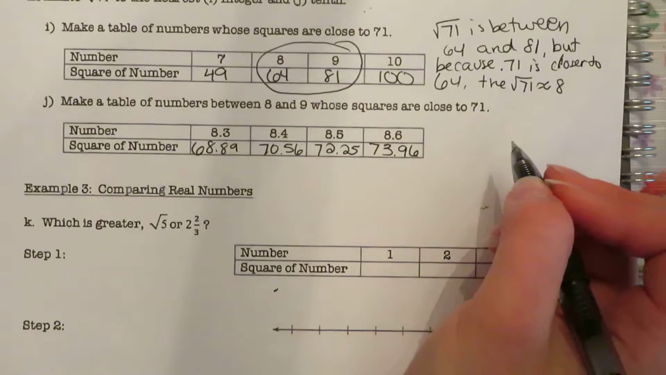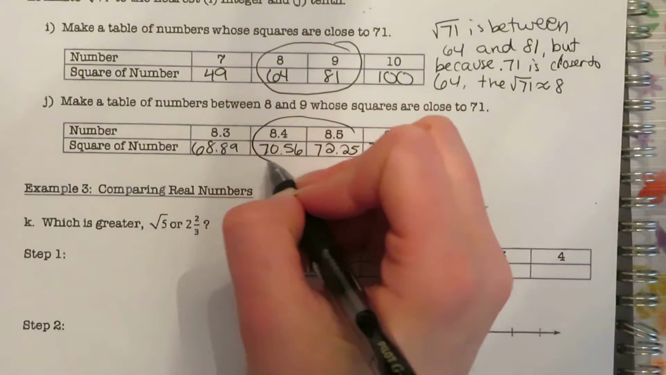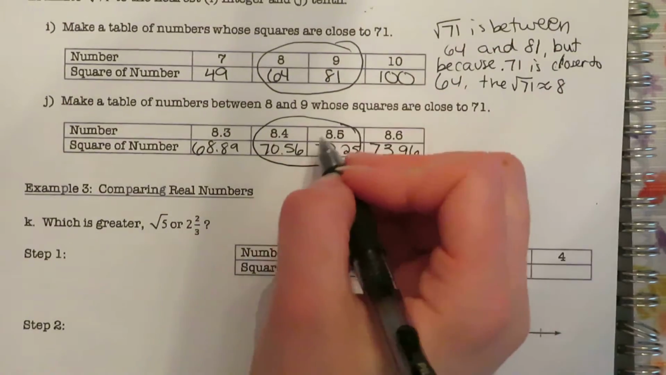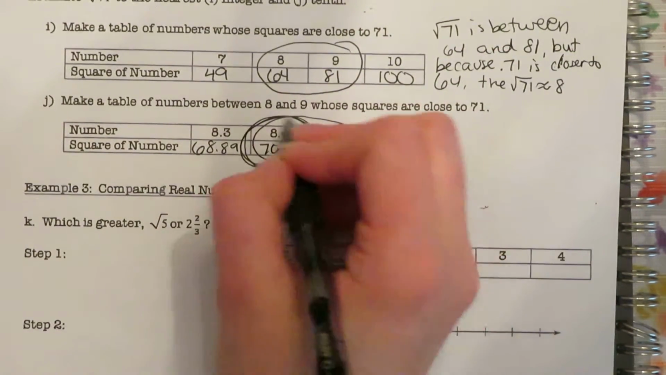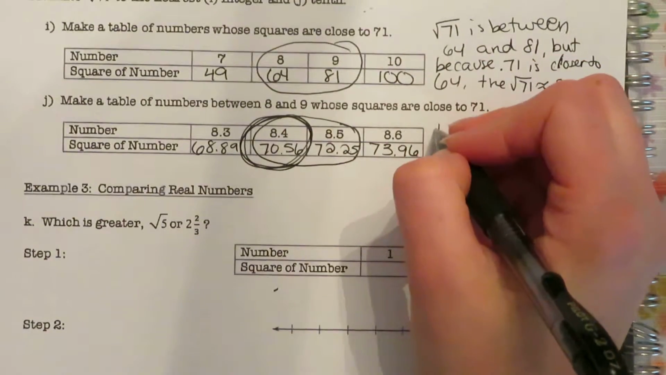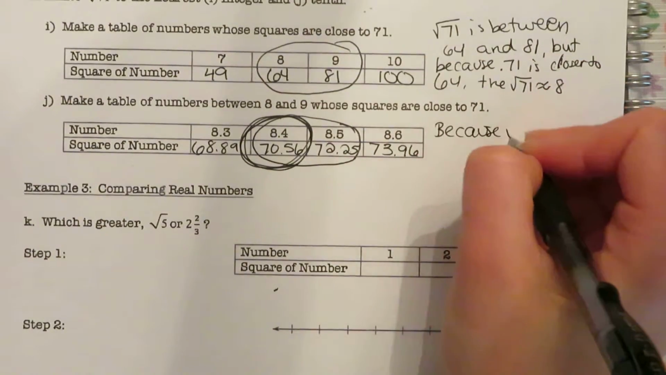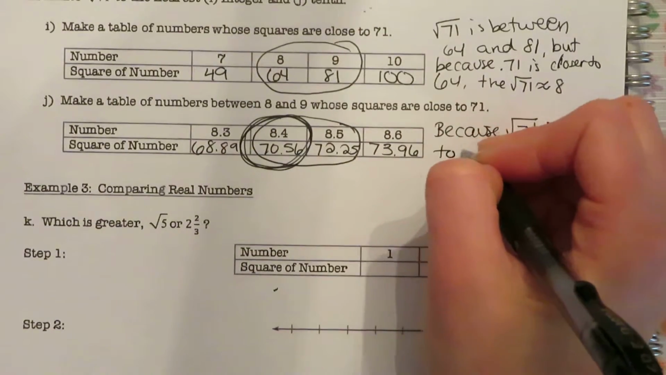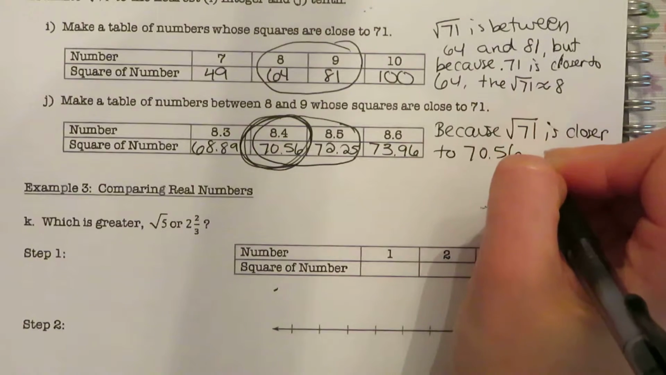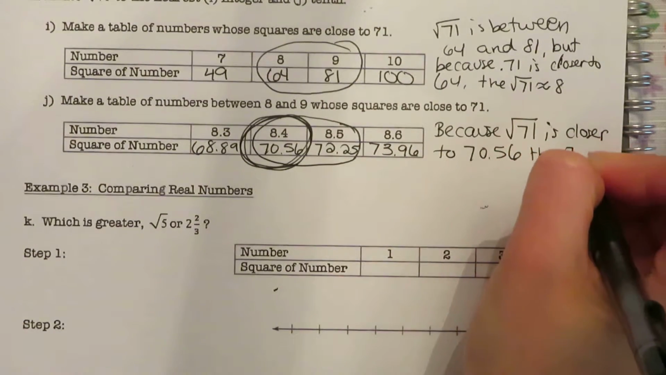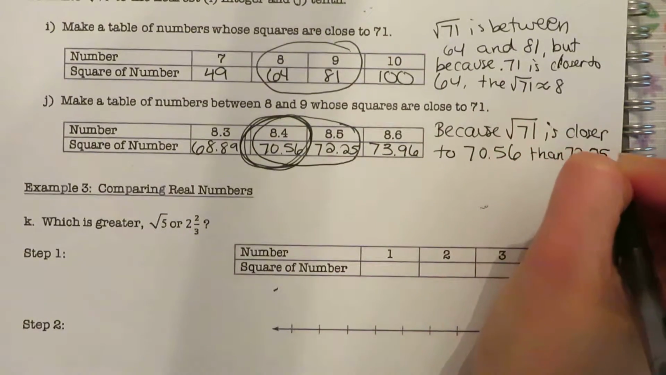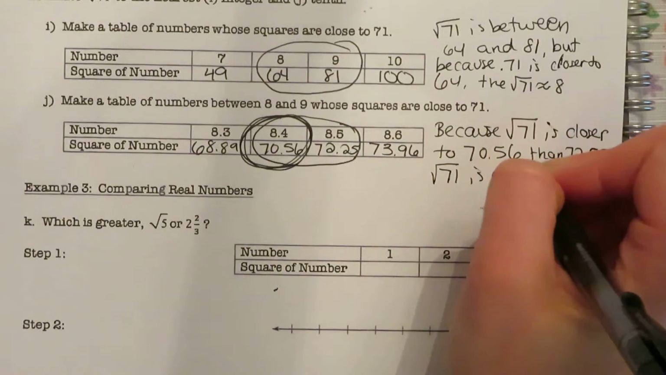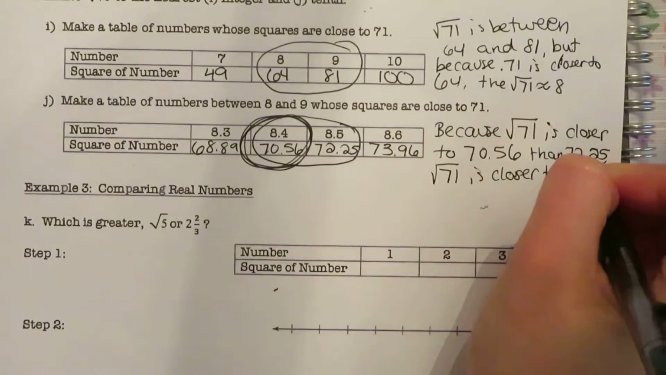So 71 is between 8 and 4/10 and 8 and 5/10. However, it is closer to 70 and 56 hundredths. So because 71 is closer to 70 and 56 hundredths than 72 and 25 hundredths, the square root of 71 is closer to 8 and 4/10.